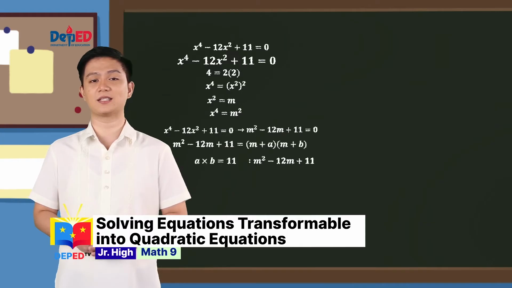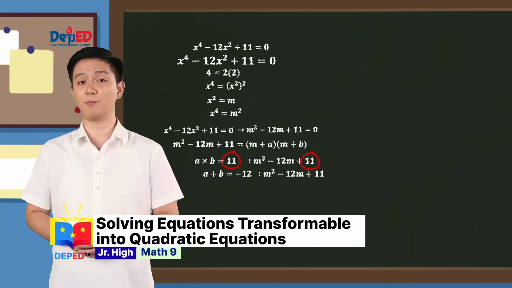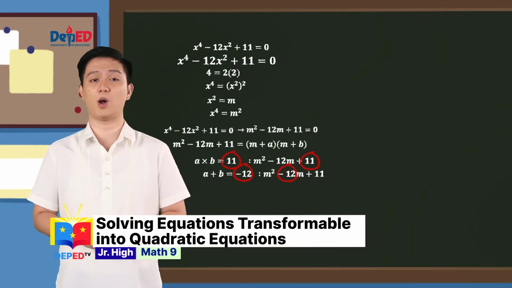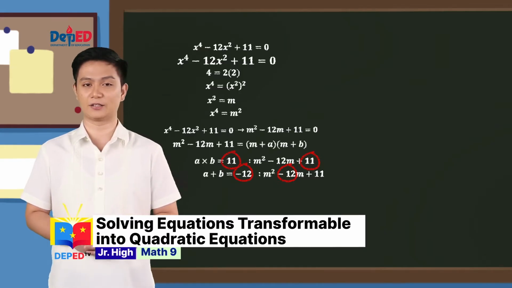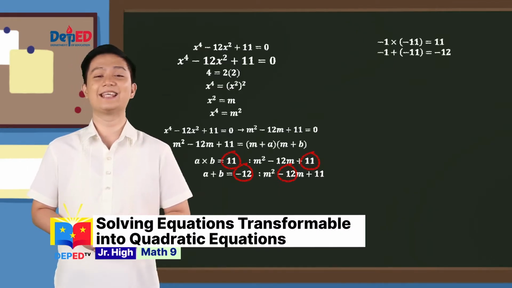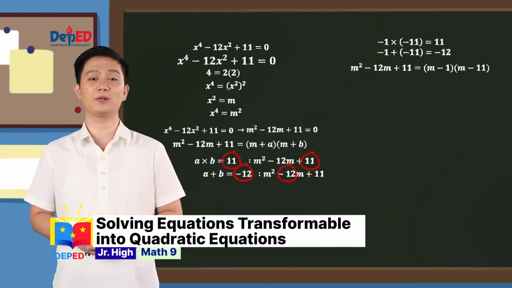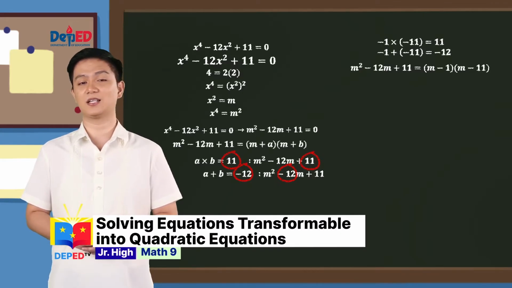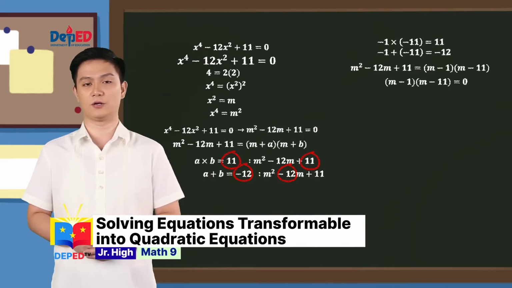The product of the constants a and b must be 11, the constant term in the trinomial. Their sum must be negative 12, the coefficient of m. Since their product is positive and their sum is negative, we can be sure that a and b are both negative. So, what are the two numbers? They are negative 1 and negative 11. Therefore, the factors of the trinomial are the binomials m minus 1 and m minus 11. So we can now rewrite the equation as m minus 1 multiplied by the binomial m minus 11 equals 0.